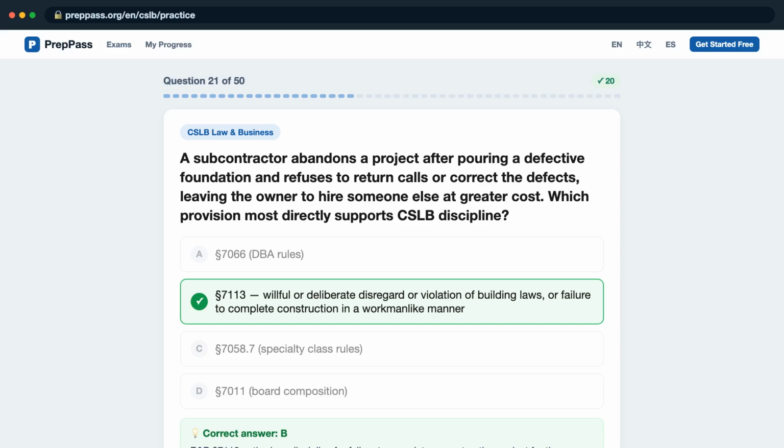BNP Section 7113 authorizes discipline for failure to complete a construction project for the contract price, and Section 7109 and Section 7113 together cover willful or deliberate disregard of safety, building, or labor laws and substandard workmanship. The fact pattern of abandonment plus defective work fits Section 7113.